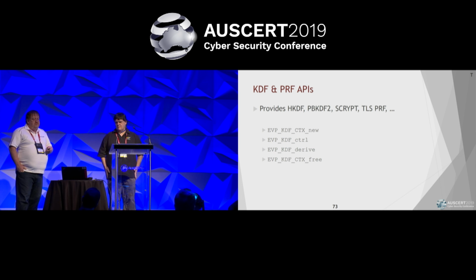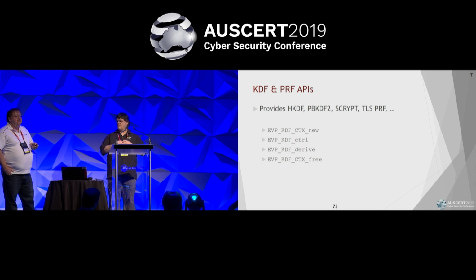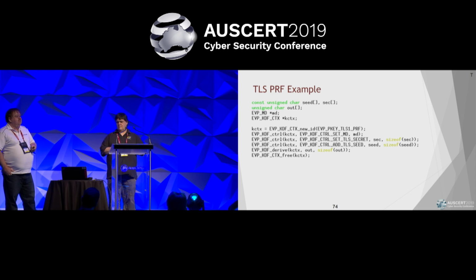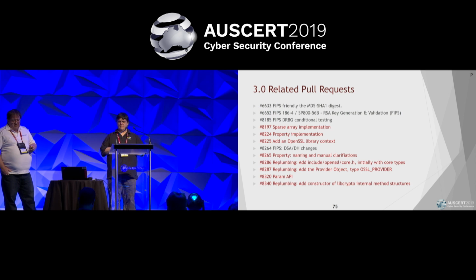Same thing for KDFs. There wasn't a key derivation function API, so HKDF, PBKDF2, scrypt, TLS PRF, they're all handled differently. Well, now they all pretty much look the same. The parameters that go into setting up the functions may be different, but the way you drive it is equivalent.